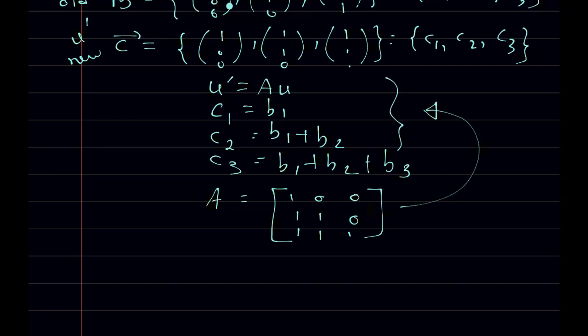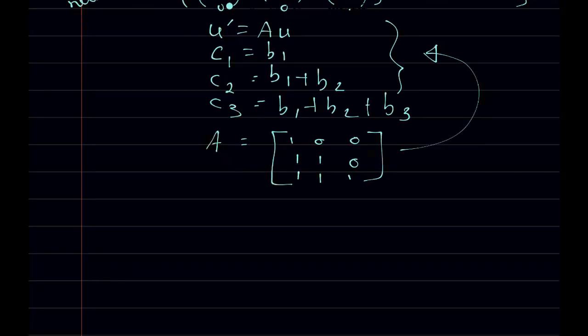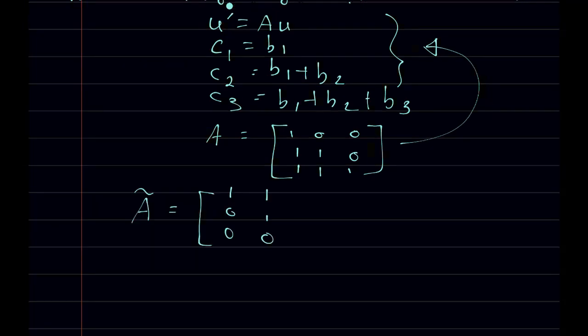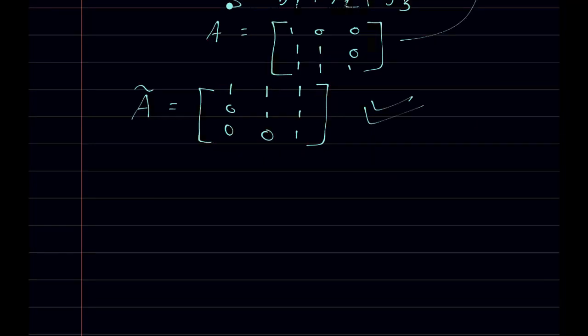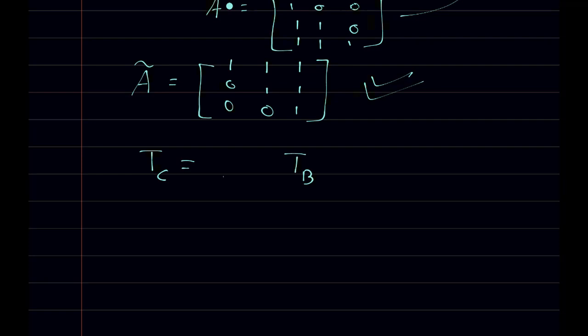What we need to do? We need to do A transpose, which is 1 0 0, 1 1 0, 1 1 1. This will help us. So now what was our matrix? TB can be transformed to TC if you just use A tilde inverse and A tilde here, where A tilde is calculated here.